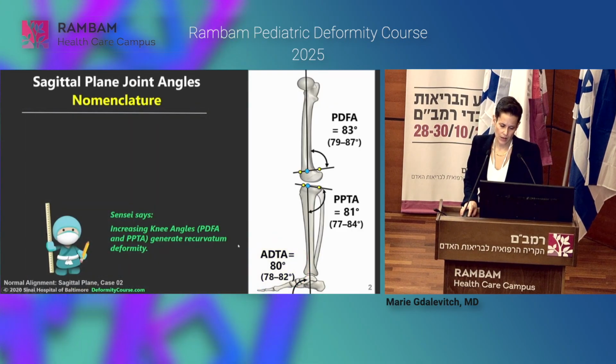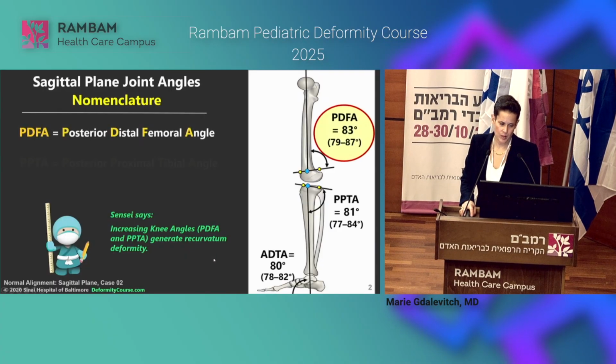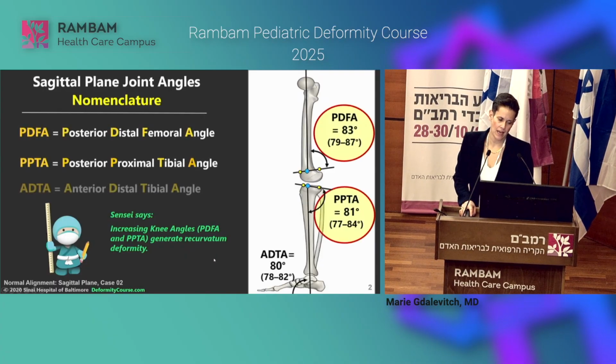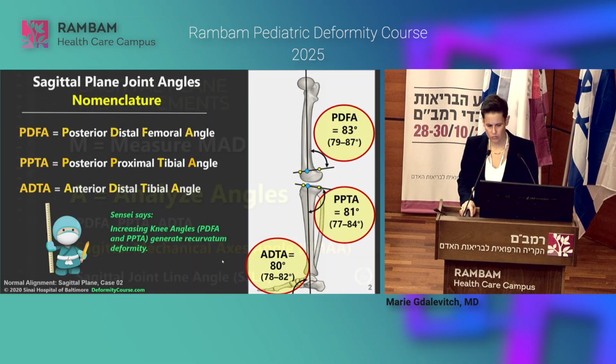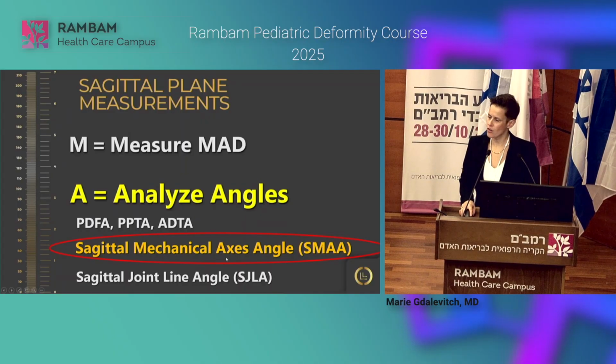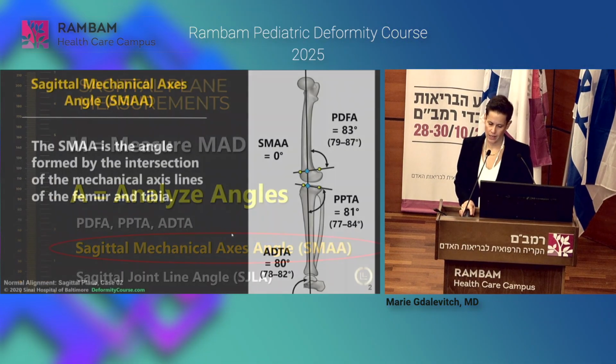Okay? So, increasing knee angles generate recurvatum deformity. The PDFA, the PPTA, and the ADTA are the three angles to remember in the sagittal plane. So, not too hard. Now we have to talk about the other two angles, the sagittal mechanical axis angle and the sagittal joint line angle.